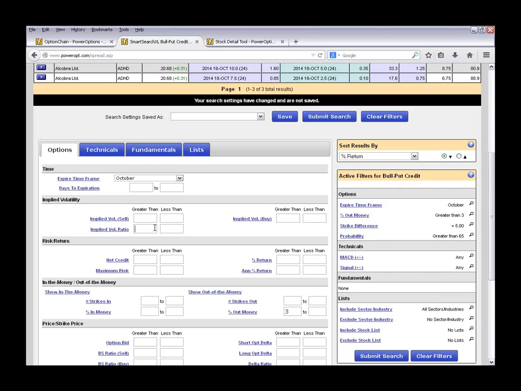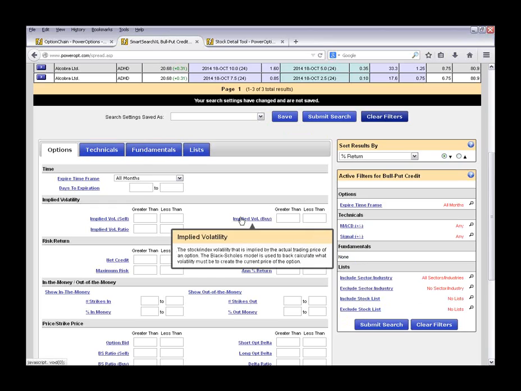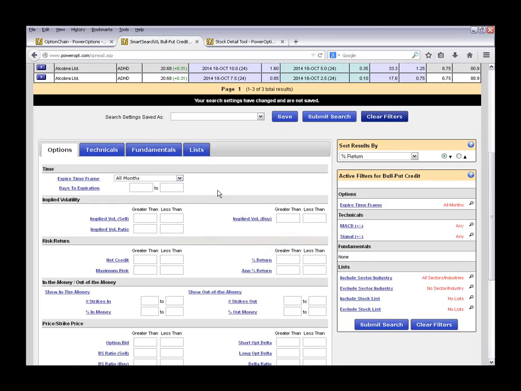Again, we may think that, well, I'm selling one option and buying the other here in my bull put credit spread, so I might want a really high implied volatility ratio, maybe greater than 2. So I want the implied volatility of my short option to be twice as high as the implied volatility of my long option. Right? Because in theory, I want to get as much as I can for the short option, pay as little as I possibly can, and have less inflation on the option I'm buying.